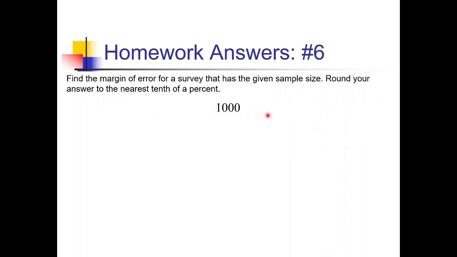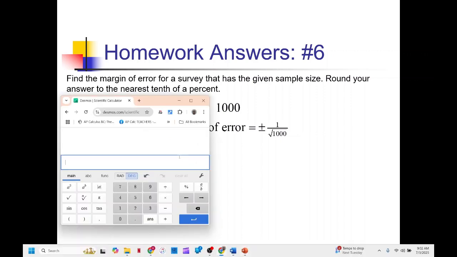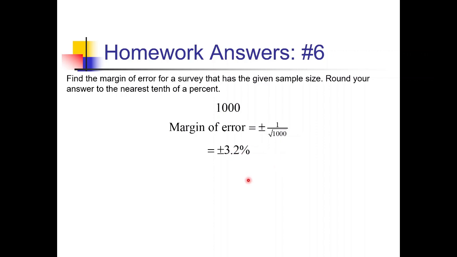On the next couple of problems, they want us to find the margin of error for a survey that has the given sample size and then round it to the nearest tenth of a percent. So this time around we have a sample size of 1,000. So we have our formula, plus or minus 1 over the square root of n. So plus or minus 1 over the square root of 1,000 then will be our margin of error. And we will probably want to use the calculator for that. So let me do 1 divided by the square root of 1,000, comes out to 0.032. So that would round off then to 3.2%, plus or minus that.